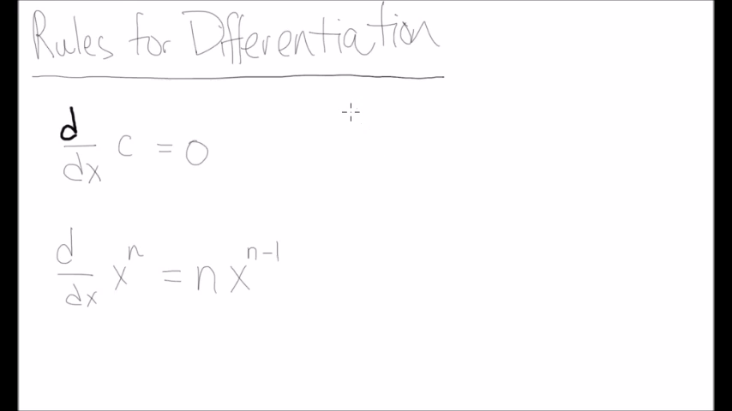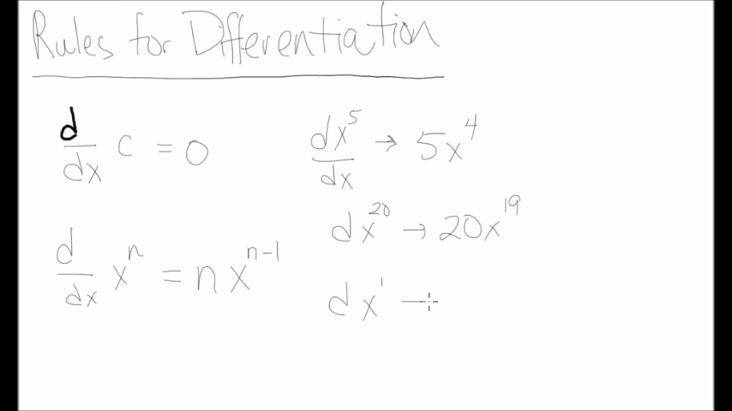So just to give you a few examples of this, if you have x to the 5th, its derivative d/dx is 5x to the 4th. If you have x to the 20th, its derivative becomes 20x to the 19th. If you have x to the 1st, its derivative becomes 1 times x to the 0, which is just 1.